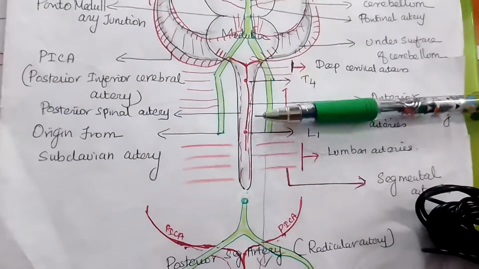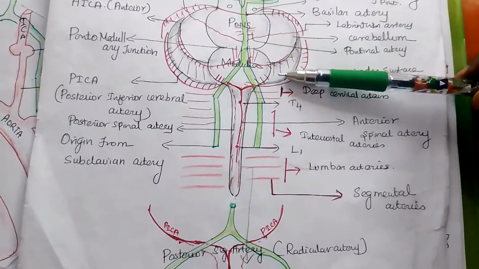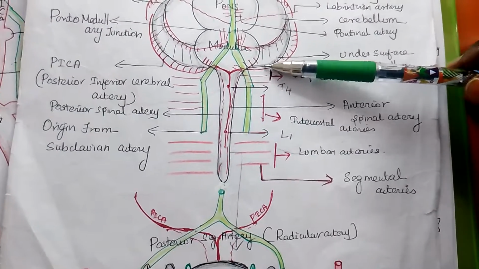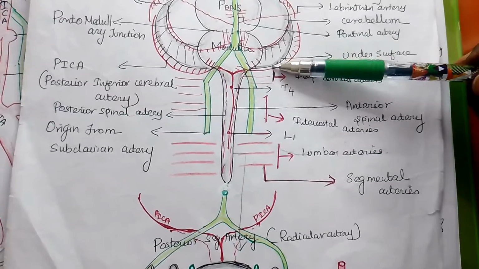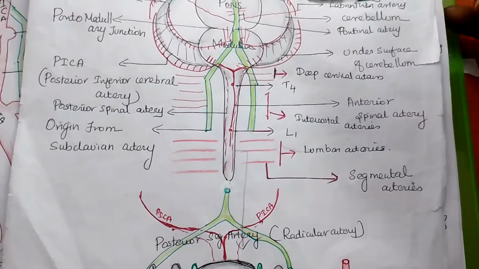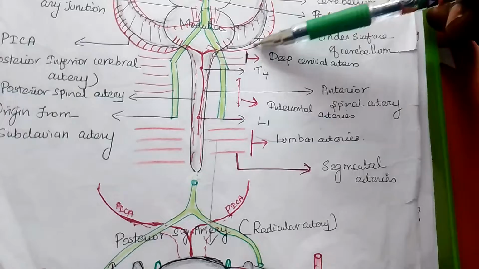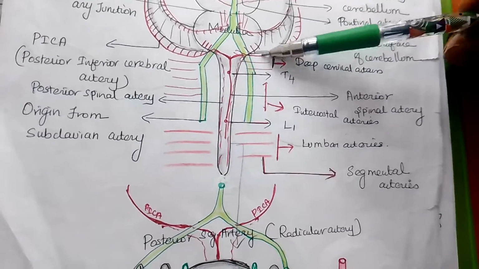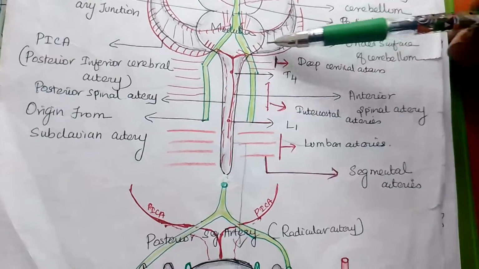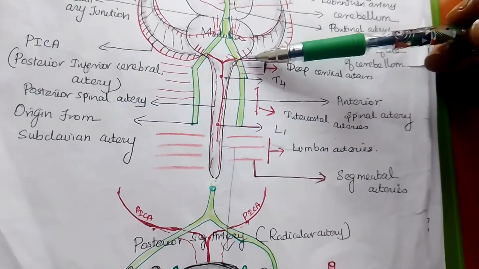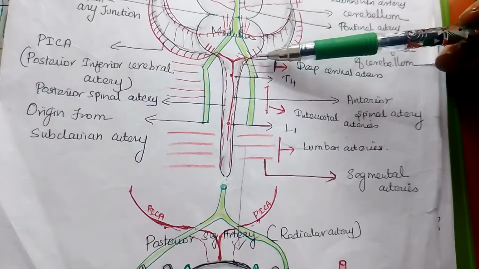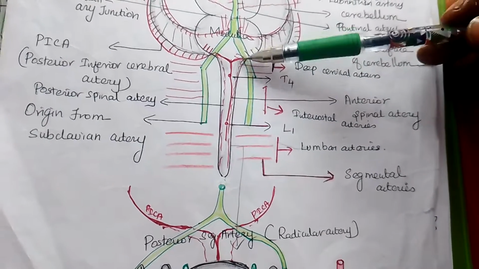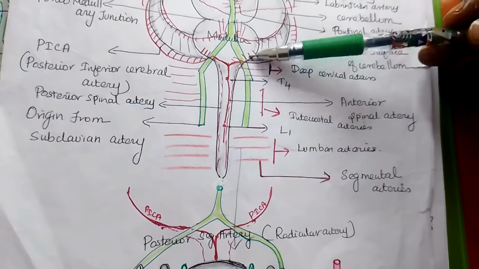If you see the under surface of the cerebellum, there is an artery originating. It is called the posterior inferior cerebral artery, which is also supplying the lateral part of the under surface of the cerebellum and also some portion of the medulla.